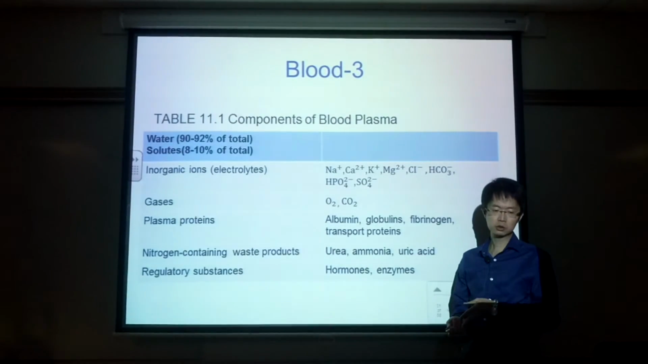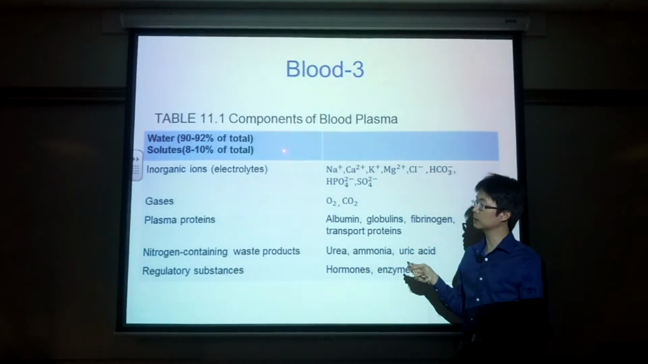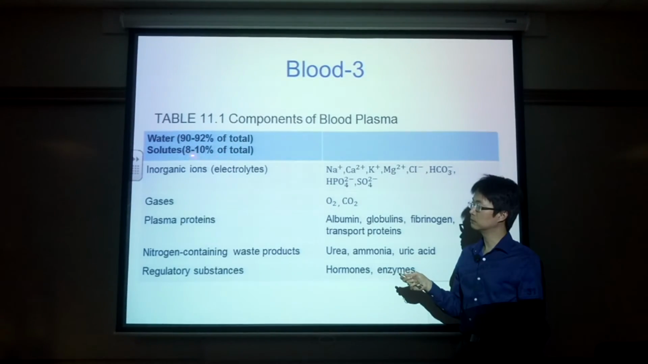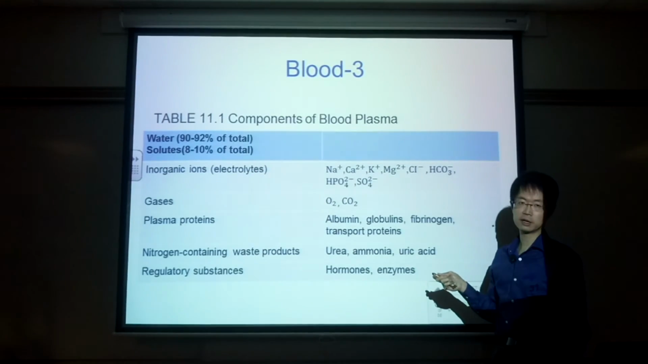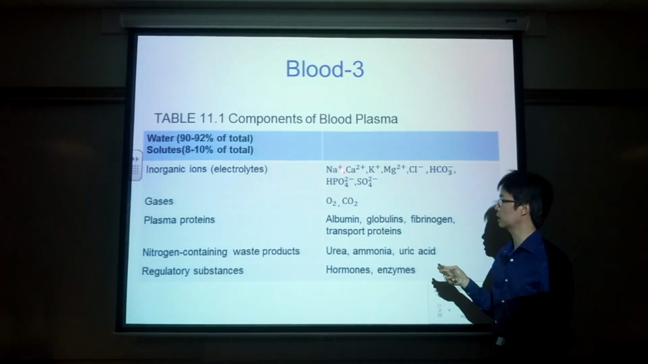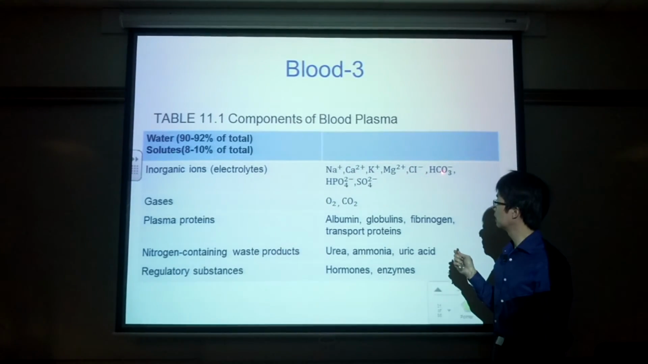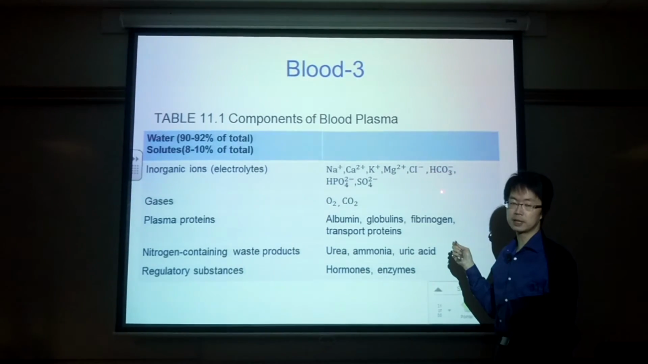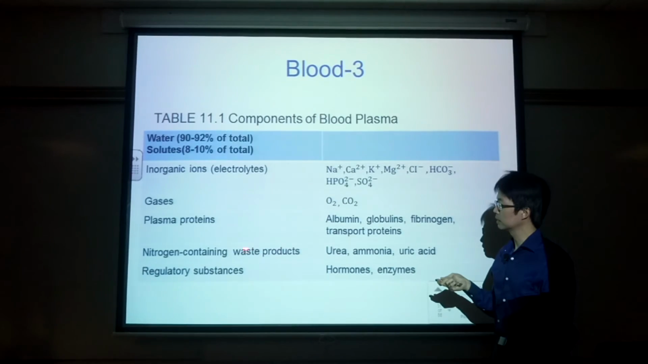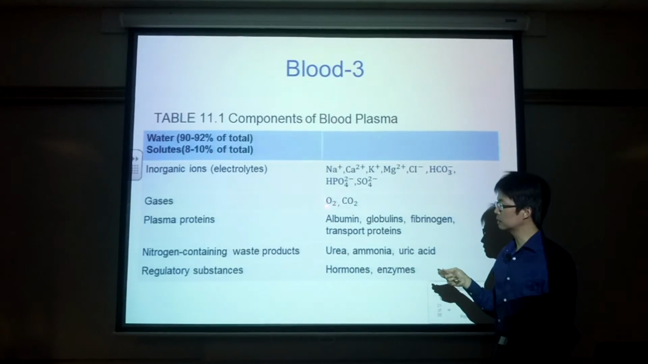So plasma, what do you have? The majority of plasma is made up of water, and approximately 10% of it is solute, like inorganic ions, which we call electrolytes. Remember, electrolytes are basically just salts: sodium, potassium, calcium, and so on and so forth. Bicarbonate ion is important because it helps to maintain the pH level of our blood. Gas, mainly oxygen gas and carbon dioxide gas.